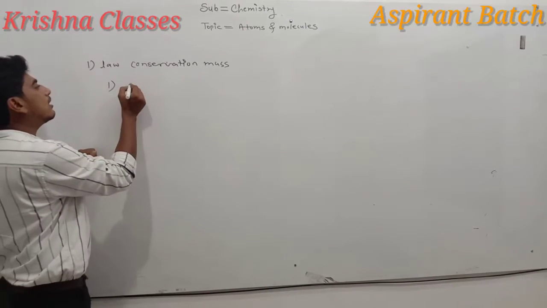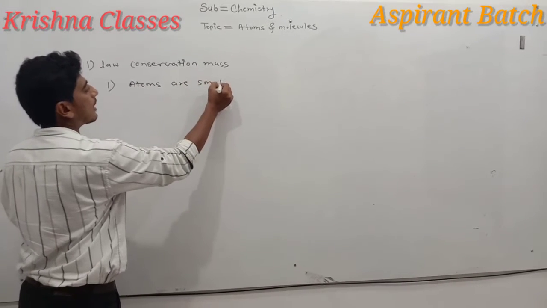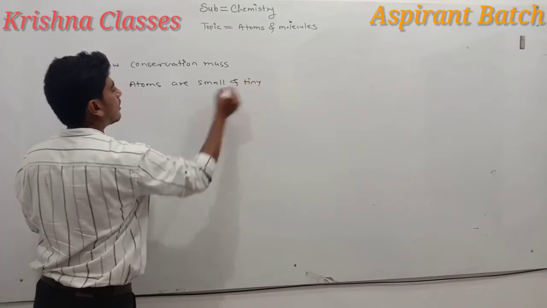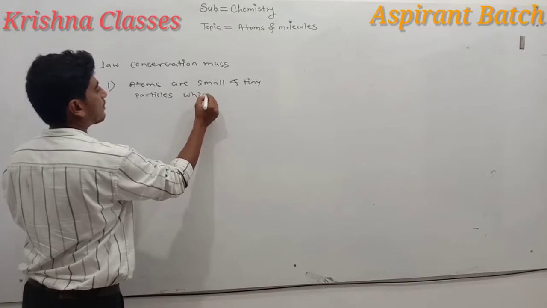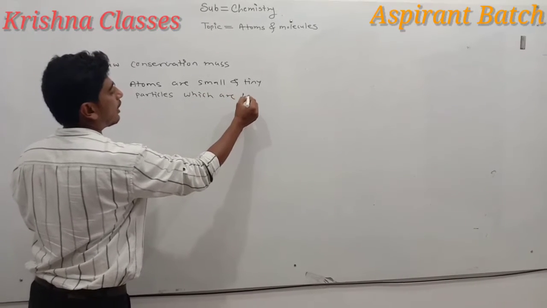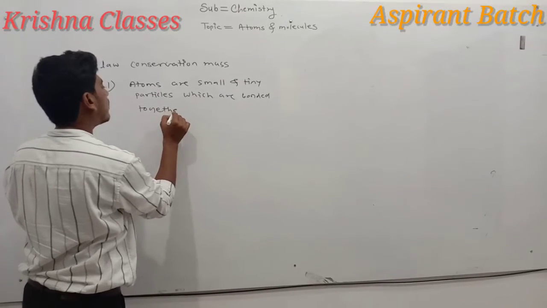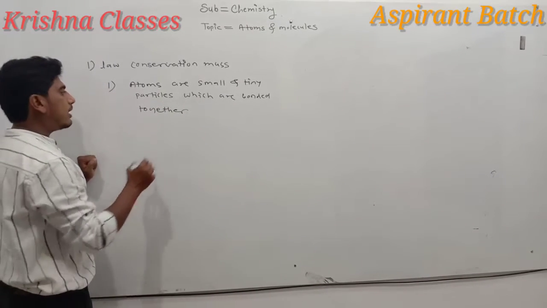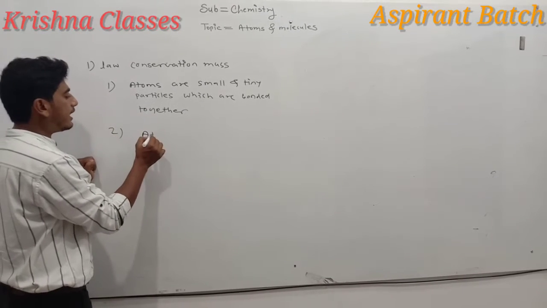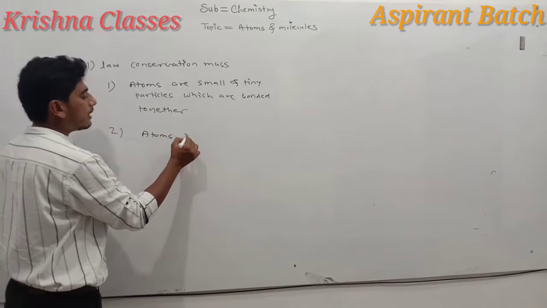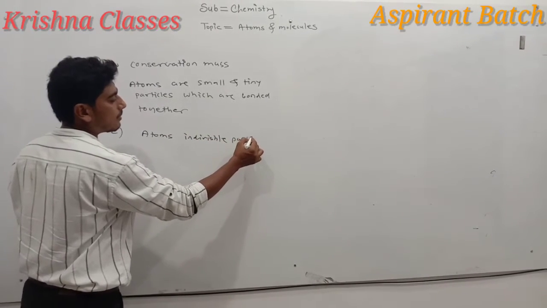First, atoms are small and tiny particles which are bonded together so that we form a specific type of compound. Number two, atoms are indivisible particles. We cannot break them.